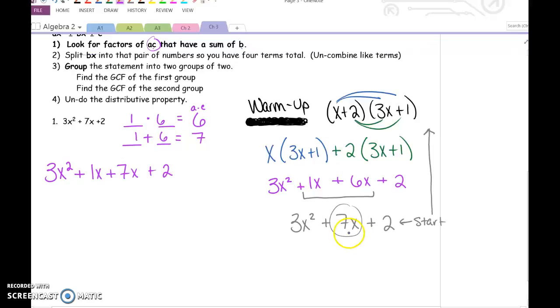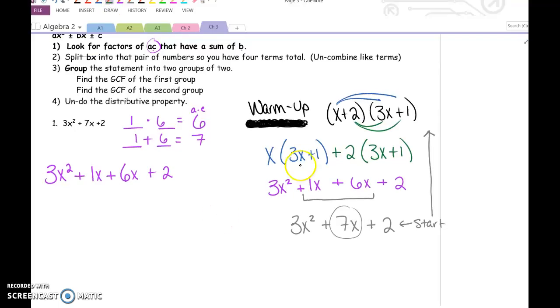Okay, so step 1, figure out how to uncombine our middle term. We just figured out that those numbers are 1 and 6, so we uncombined 7x into, oops, I wrote it wrong. That's why you're confused right now. 3x squared plus 1x plus 6x plus 2. That 1x and 6x in the middle would recombine to give us our 7x. So we haven't changed our statement. We've just altered how it looks.